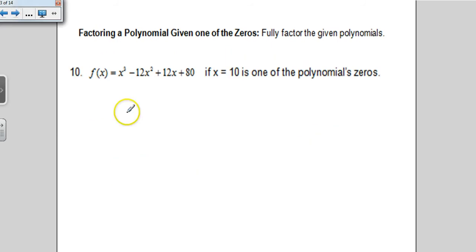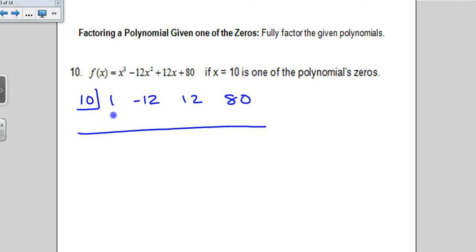Okay, another one of these examples. The solution, the zero, goes out in the box, so the 10 goes out here. Then we have our coefficients of 1, negative 12, 12, and 80. Now remember, since that's a zero, this should come out to a remainder of 0. So we bring down the 1, and then we multiply, add, multiply, add, multiply, add. So this is a 10. Add those together, I get a negative 2. We get a negative 20. If I add those together, I get a negative 8. Negative 8 times 10 is negative 80, and sure enough, I get 0 remainder.